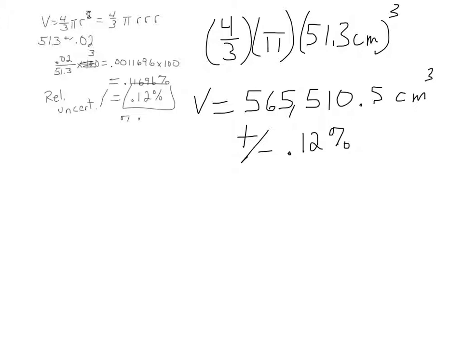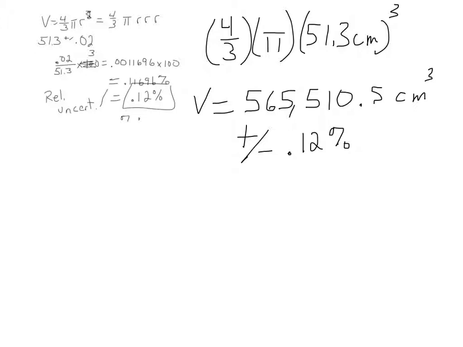Yes. Well, because this is the actual volume. Just because we're multiplying these in doesn't mean the uncertainty goes away. The uncertainty, the plus or minus 0.02, applies to this 51.3 each of the 3 times. And so that's why over here we calculated 0.0011696 as the relative uncertainty. That's the relative uncertainty of the entire volume after the calculations. Does that make sense?